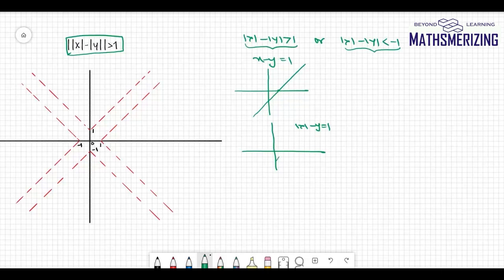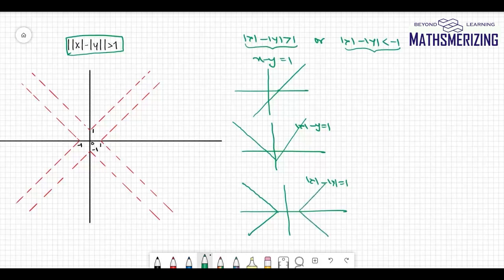Erase the graph from second and third quadrant. Take the reflection of right on left. And then I'll take the transformation of mod y, which is, erase the graph from third and fourth quadrant and take the reflection of up on down.